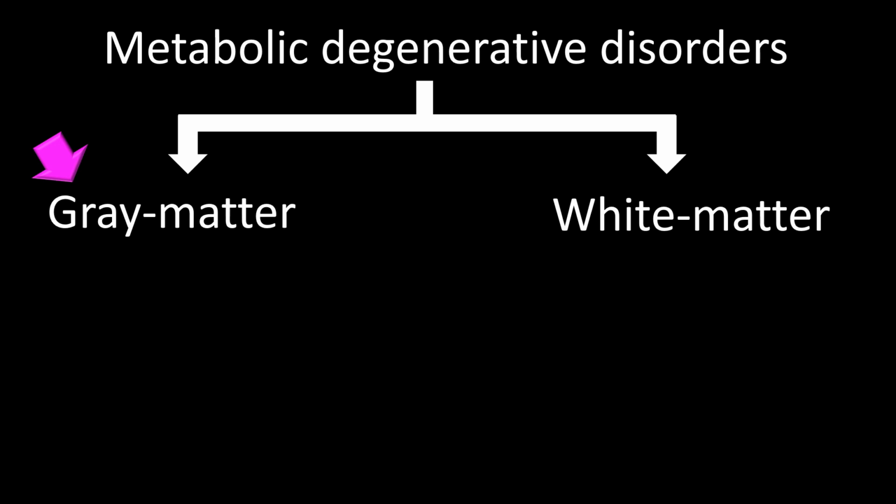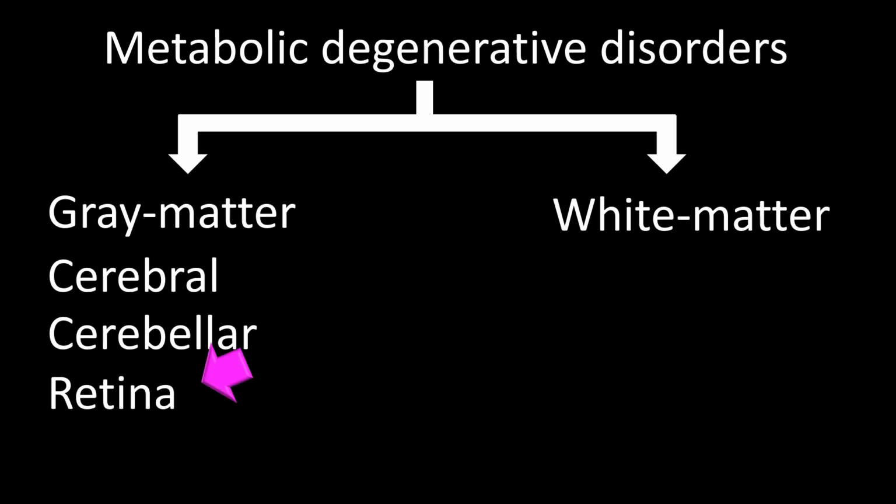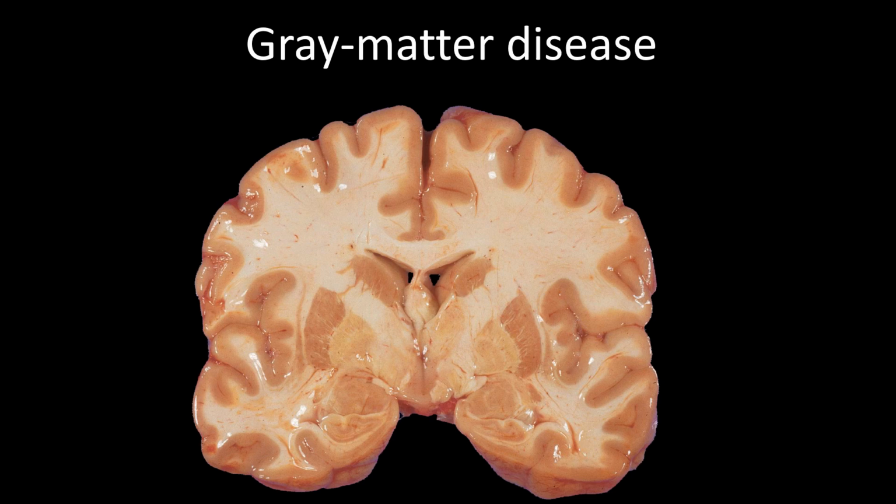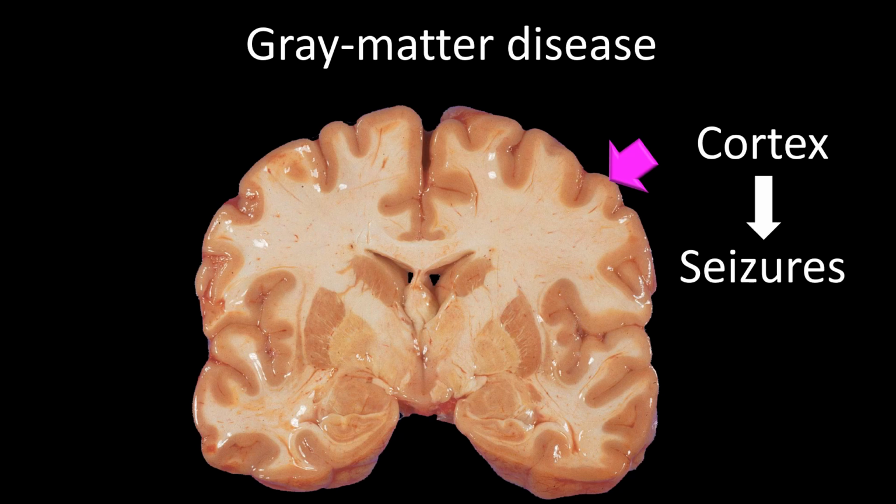We will first talk about gray matter disorders, and in this group we'll consider those producing findings due to cerebral, cerebellar, retina, and spinal brainstem involvement. Cerebral findings. This is a coronal view of the brain. Here you can see the cortex. When affected in patients with degenerative metabolic disorders, we see seizures, dementia, or other types of cognitive problems.